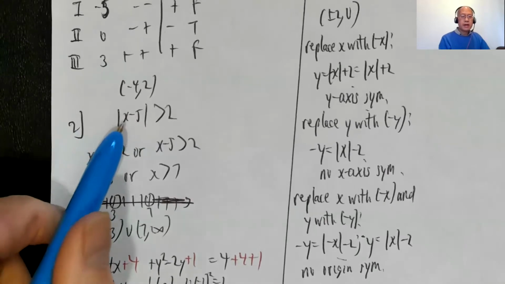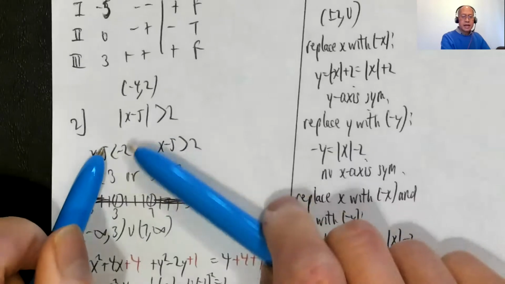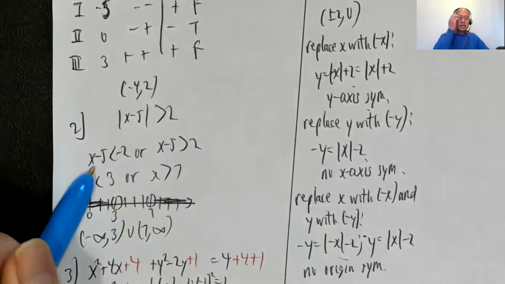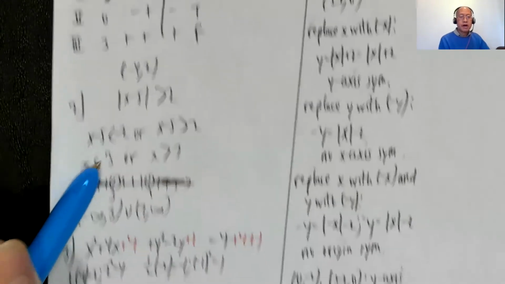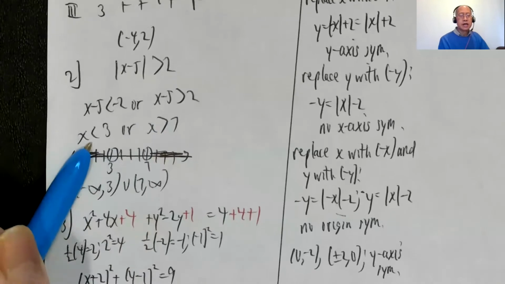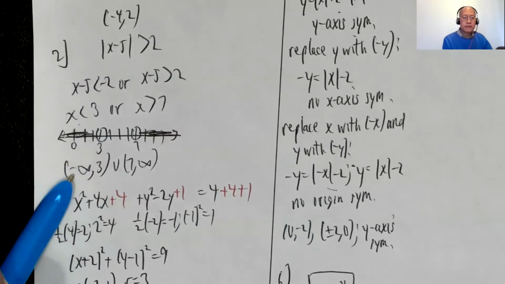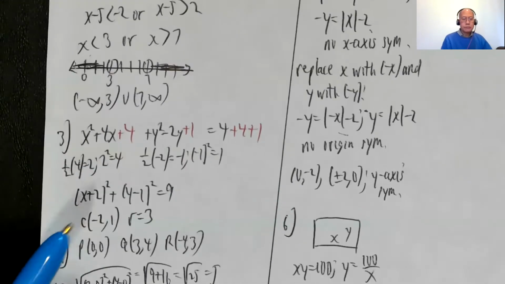Number 2, absolute value of something greater than 2 means less than -2 or greater than 2. So x minus 5 is less than -2, or x minus 5 is greater than 2. Add 5 to both sides. X is less than 3, or x is greater than 7. So -infinity to 3, union 7 to infinity.